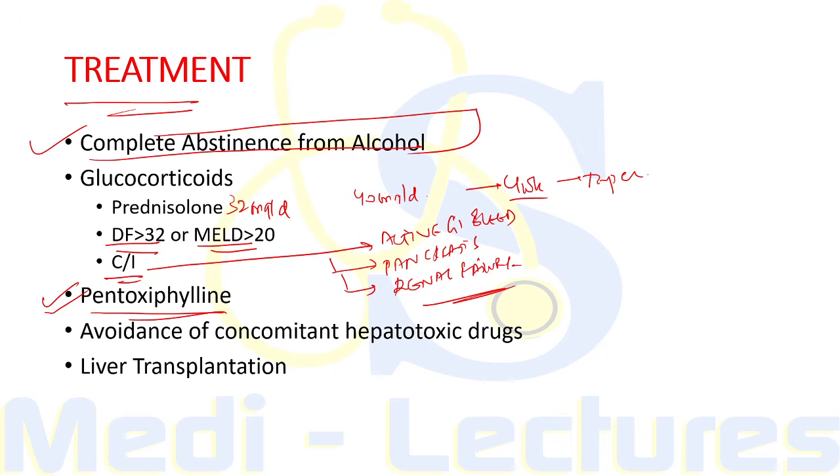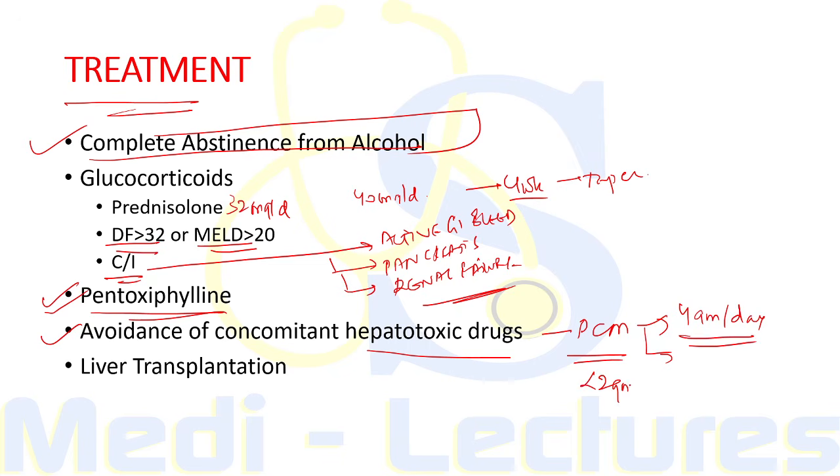Also, we have to keep in mind that we avoid concomitant hepatotoxic drugs, especially acetaminophen, that is paracetamol. The maximum dose of PCM in a normal individual is 4 gram per day, but in cirrhotic patients this should be less than 2 gram per day. Finally, we have the option of liver transplantation in patients of alcoholic cirrhosis and its complications. Liver transplant is, at last, the best treatment option available for these patients who develop cirrhosis.